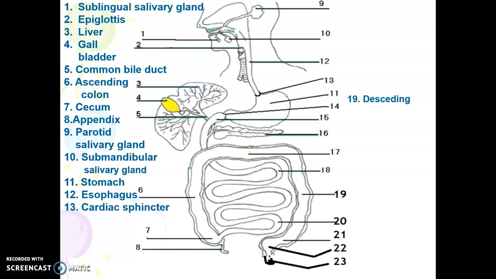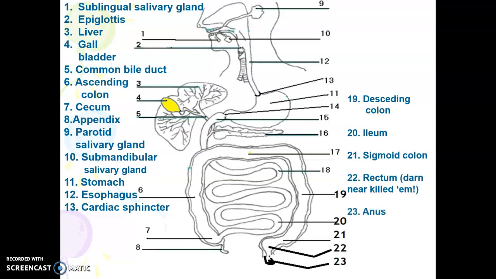Okay, we jump to 19 for some reason. 19 over here would be the descending colon. 20 is the ileum, the last part of the small intestine. 21 is the sigmoid colon, second to last part of the colon, the large intestine. It's got an S shape there at the end, which leads right to the rectum. And 23 is the anus. I could have drawn a little line to represent the anal sphincter, which holds your poop, your feces in until it's time to release it.